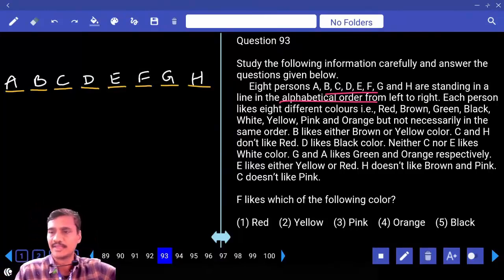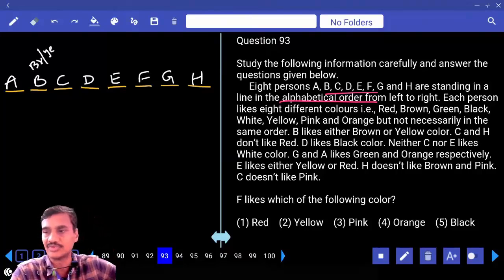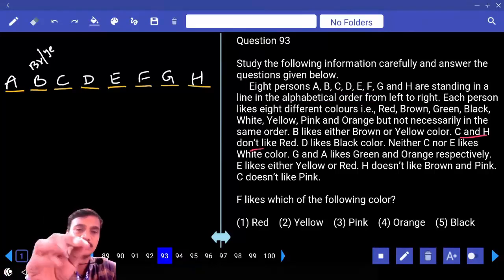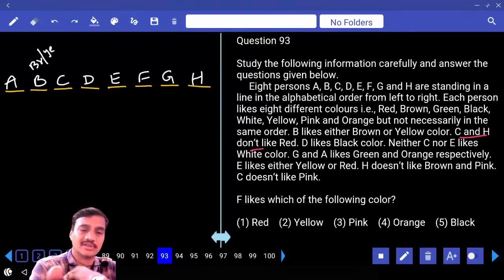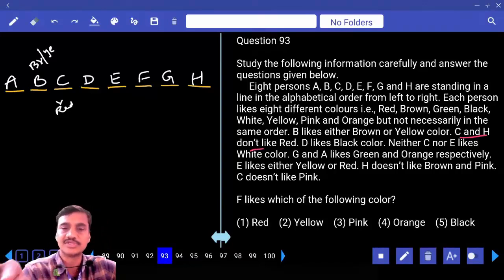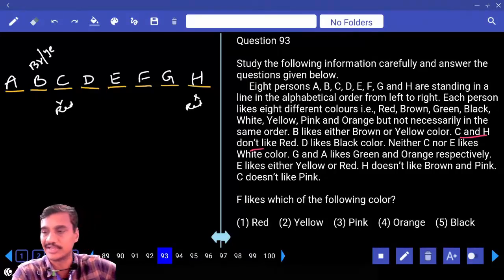Then next one. B likes either brown or yellow color. Next, C and H do not like red color. For C, red is ruled out. And who is the other person here? H. For H also, red is ruled out. C and H cannot be red colors.